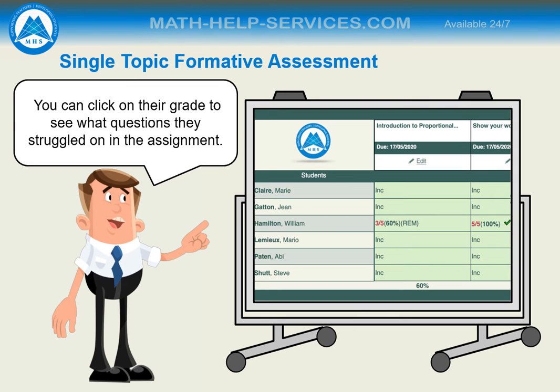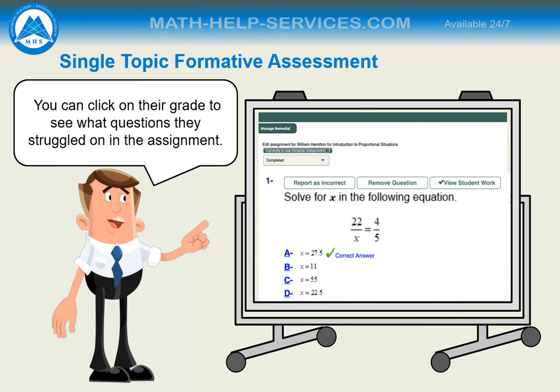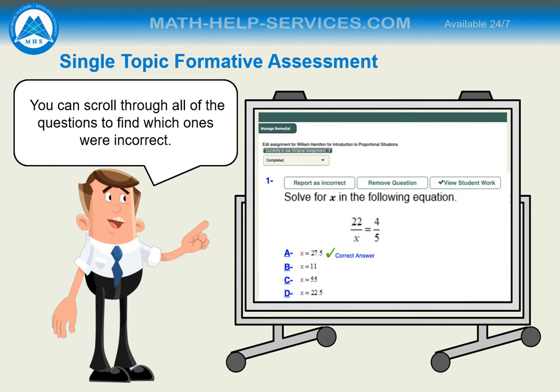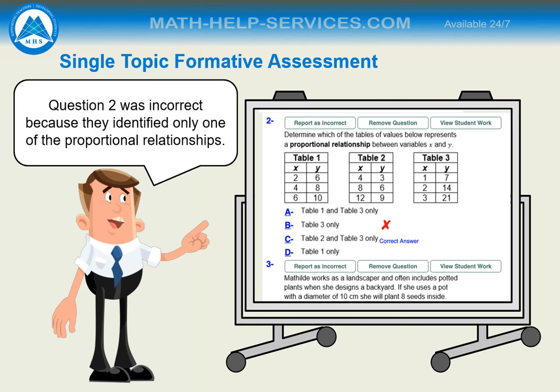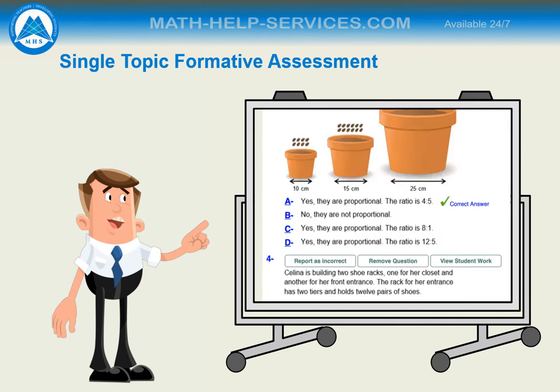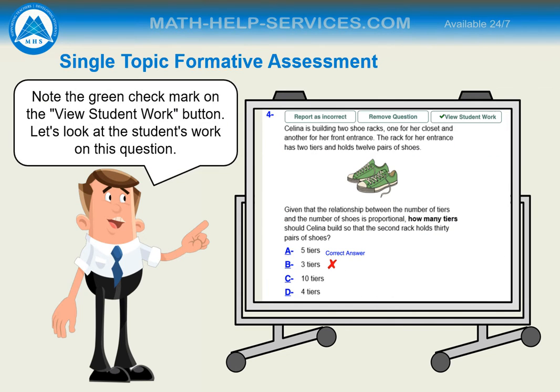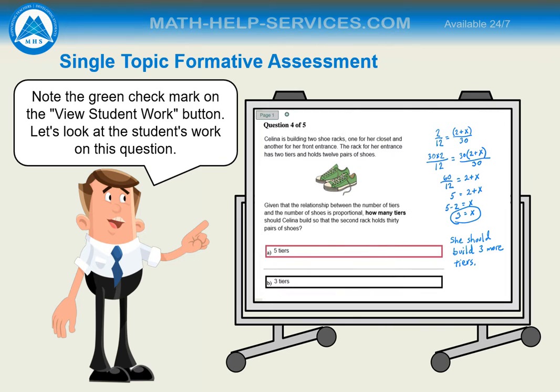You can click on their grade to see what questions they struggled on in the assignment. You can scroll through all of the questions to find which ones were incorrect. Question 2 was incorrect because they identified only one of the proportional relationships. Note the green check mark on the View Student Work button. Let's look at the student's work on this question.